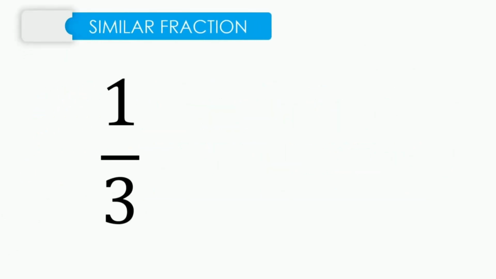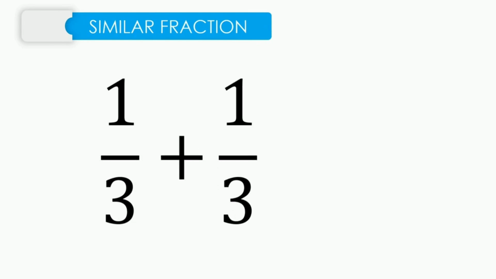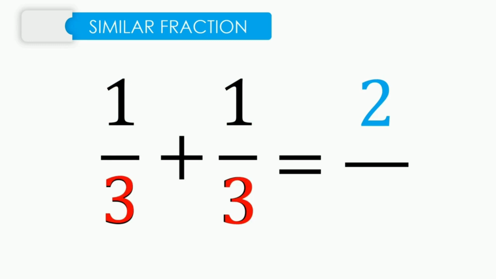Here we have similar fractions, 1/3 plus 1/3. Adding similar fractions is easy. You simply add the numerator and copy the denominator. So here we have 1 plus 1 and the answer is 2. Then we copy the denominator, which is 3. So the answer to this is simply 2/3.